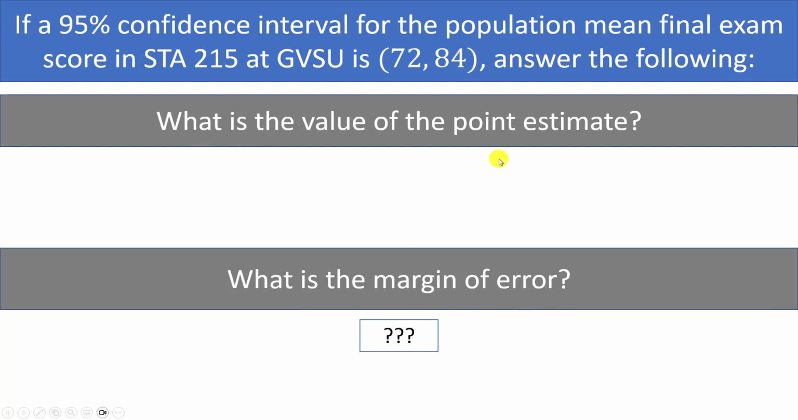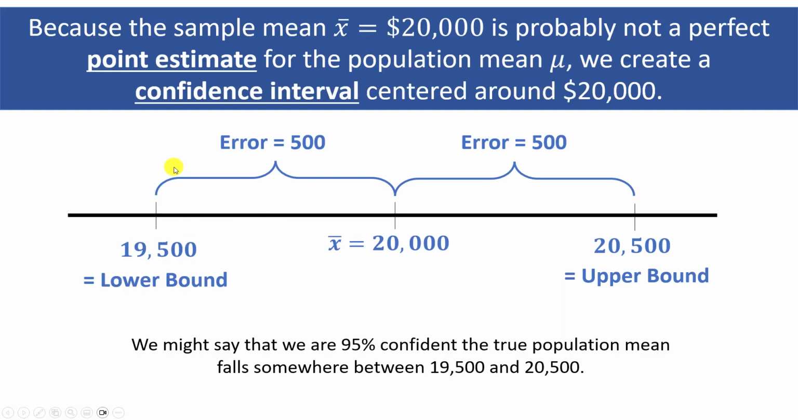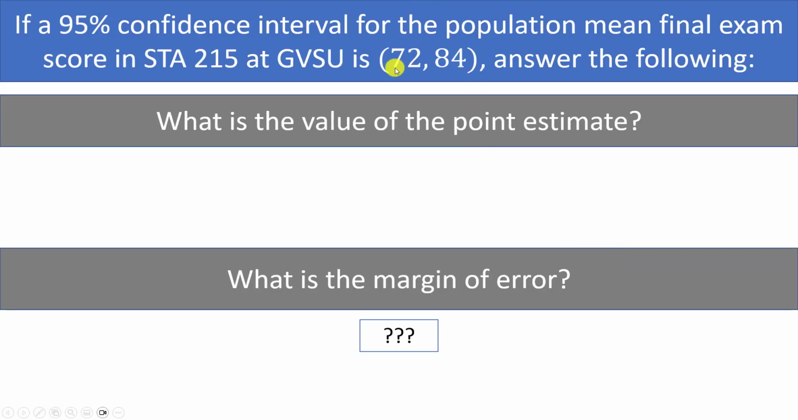So once again, the point estimate is going to be the value in the center of the confidence interval. You are only given the upper and lower bounds. So those are taking the place of 19,500 and 20,500, in this case 72 and 84. So the point estimate will be the value right in the middle of those two numbers. And then the margin of error will be the distance from that number in the middle, the point estimate, to either the upper or the lower bounds. So go ahead and pause the video and give those a shot before moving on.